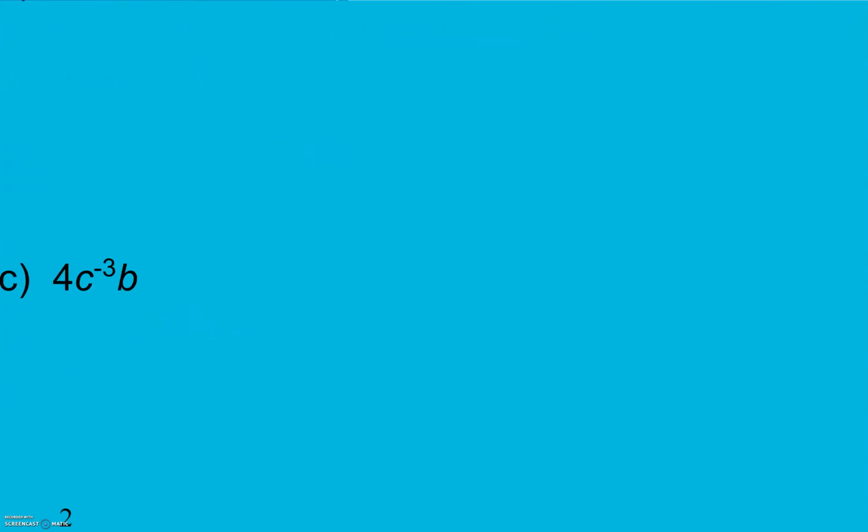Here for c, I have 3 different pieces. I have a 4, I have a c to the negative 3rd power, and I have a b. And those are all individual factors. Okay, we can treat them differently based on each individual factor's exponent. The 4 has a positive 1 exponent. The c is negative, so we need to move it to the denominator. And the b is positive.